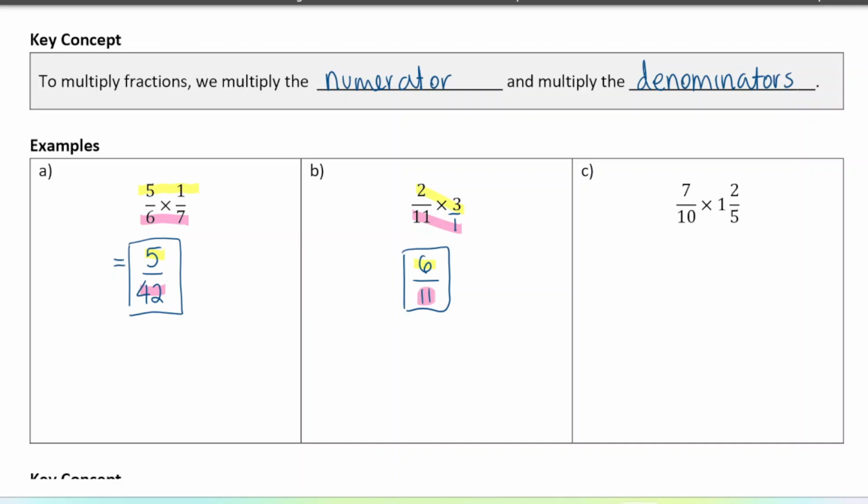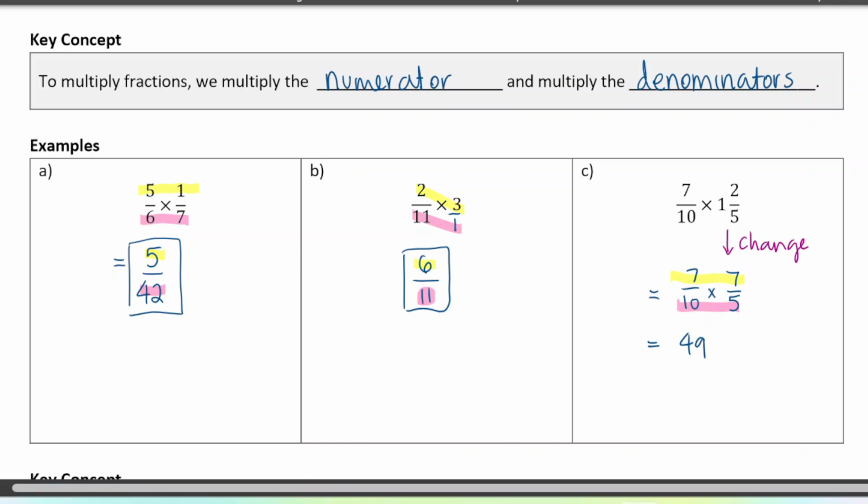Okay, and finally, for any mixed numbers, we do need to change them to improper fractions first before we use our rule. So to change 1 and 2/5 into an improper fraction, we multiply 1 times 5, which is 5, and we add on 2. So it'd be 7 out of 5. And now we're going to multiply. So we just multiply 7 times 7, and we multiply 10 times 5. So here we get 49 out of 50.